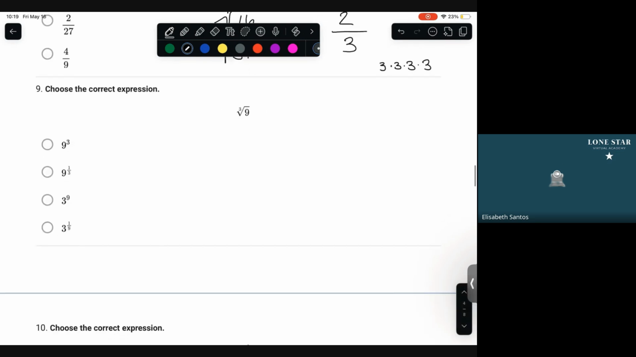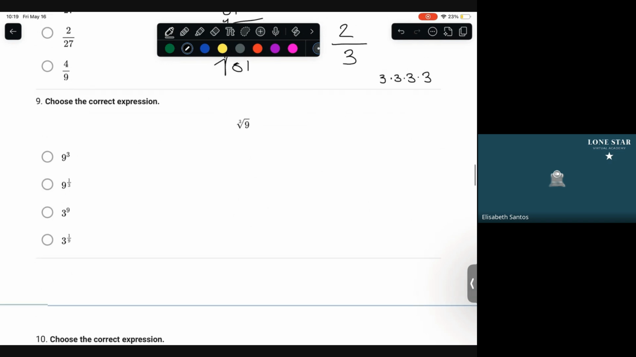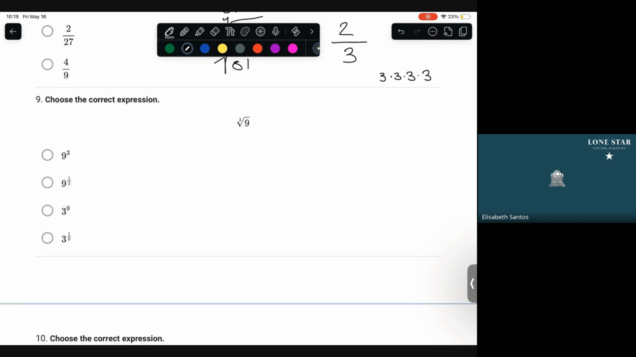Okay, so number 9, choose the correct expression. So that's the rule I just talked about. Again, if I have this, you can write that as an exponent as a fraction. And if 9 doesn't have an exponent, it's understood that it's 1. And so this is 9 to the 1/3.